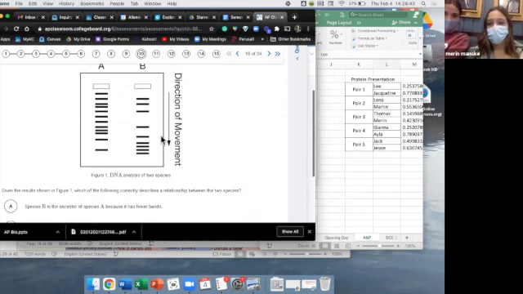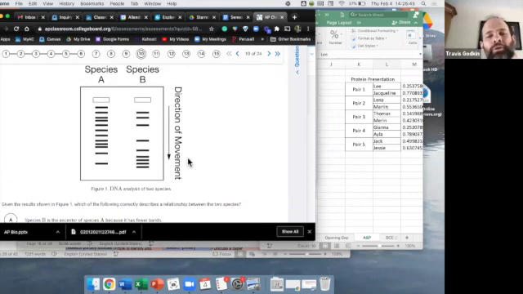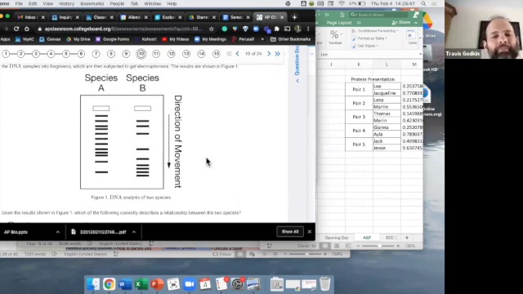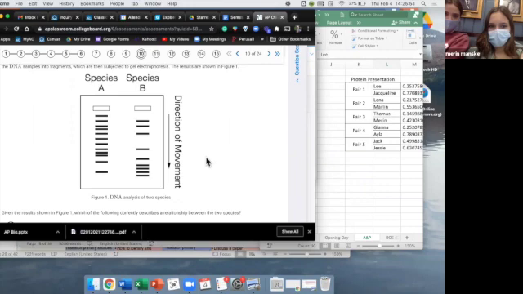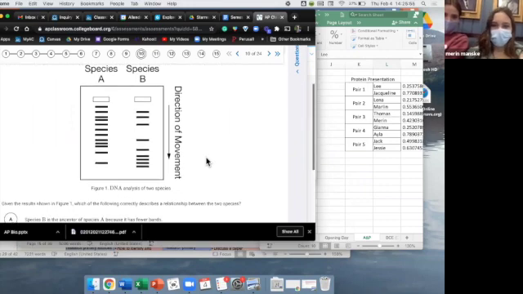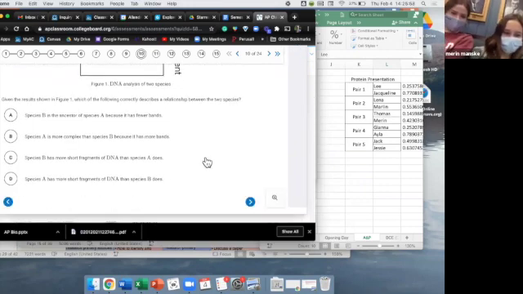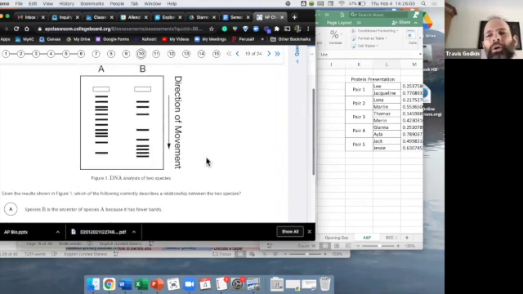How did you know it has more short fragments? Because I counted 1, 2, 3. That has 12. That has 9. This doesn't work. So what do we know about how the movement of the bands and the size of the bands are related?